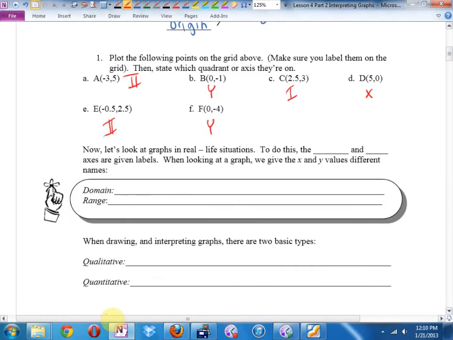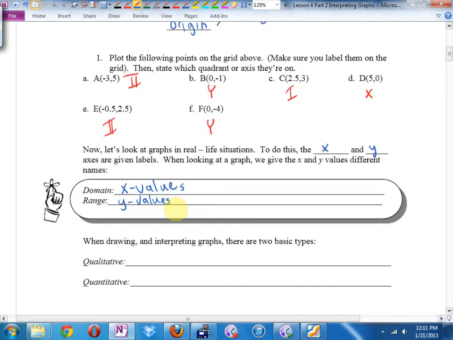So now we're going to look at some real-life examples. To do this, the x and y axis are going to be given labels. They're going to mean something. Instead of just x and y, the y-axis is going to be time or length or something. When we look at a graph, we give the x and y values different names. We call the x values the domain, and we call the y values the range.